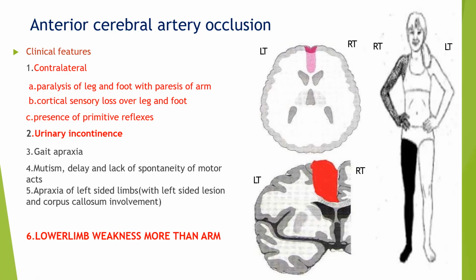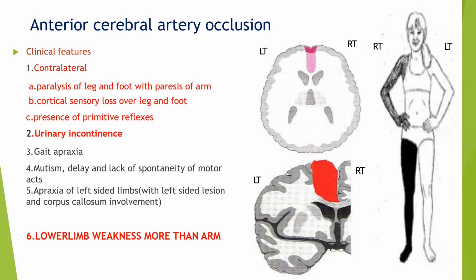For example, if you ask the history, the patient may say, I'm not able to move my left or right lower limb at all, but he may be able to lift his left or right upper limb. So when he is able to lift the upper limb but not able to move the lower limb, then you have to suspect ACA territory first.